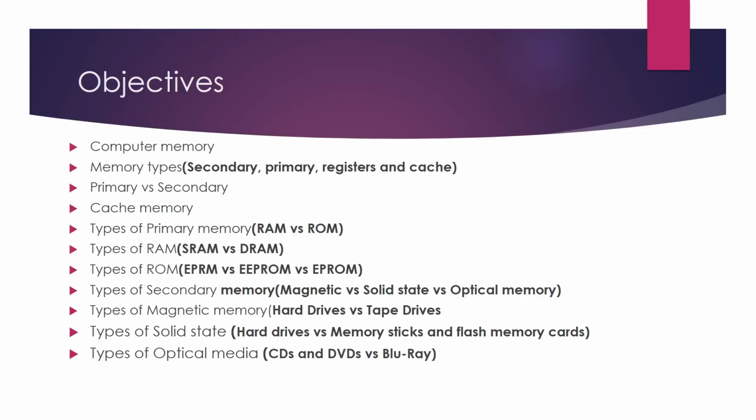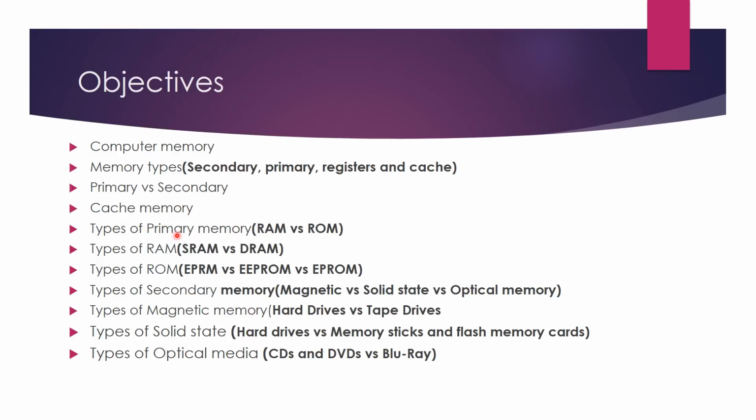Our objectives today: we will be talking about computer memory, and then about the different types of computer memory we can use in a computer. It consists of primary, secondary, registers and cache. Then we will talk about the difference between primary and secondary memory. We will have a brief discussion about cache memory. Then we will discuss the types of primary and secondary memory in detail.